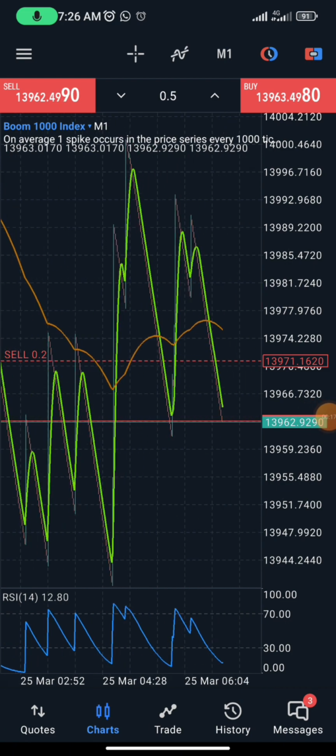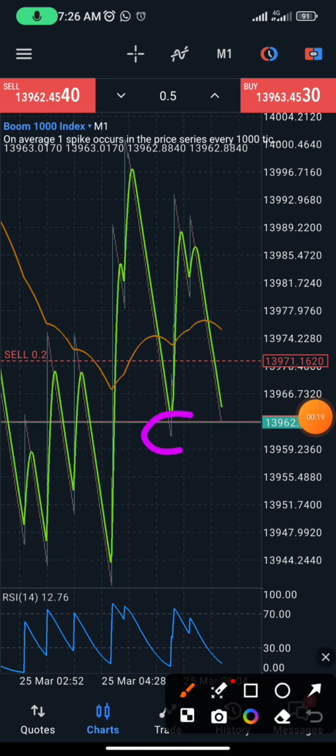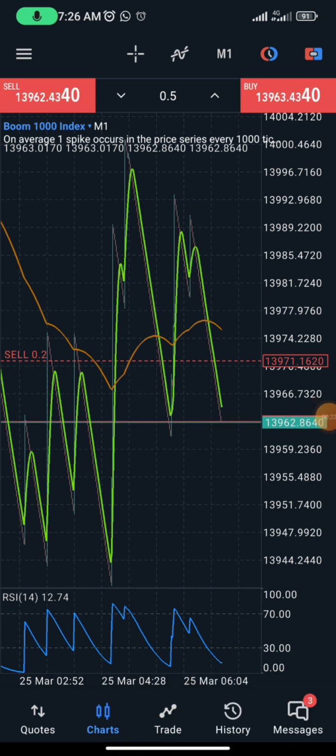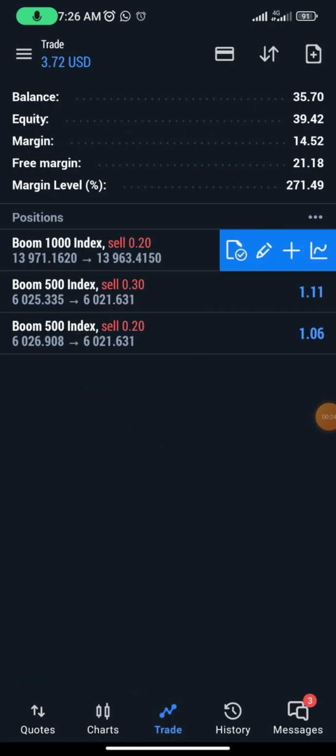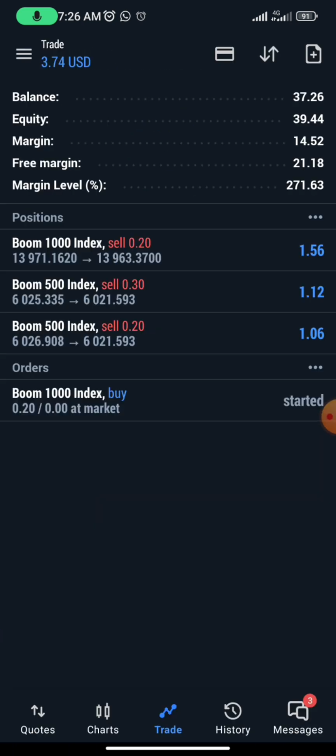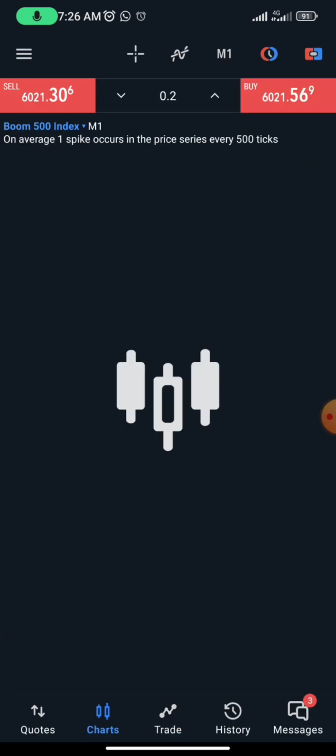So I will close this now because of this level here. If it breaks out of this level, I can re-enter again. But right now I'm going to exit the Boom 1000. At least we're in profit, right? I'll exit it. Now we are on the Boom 500.